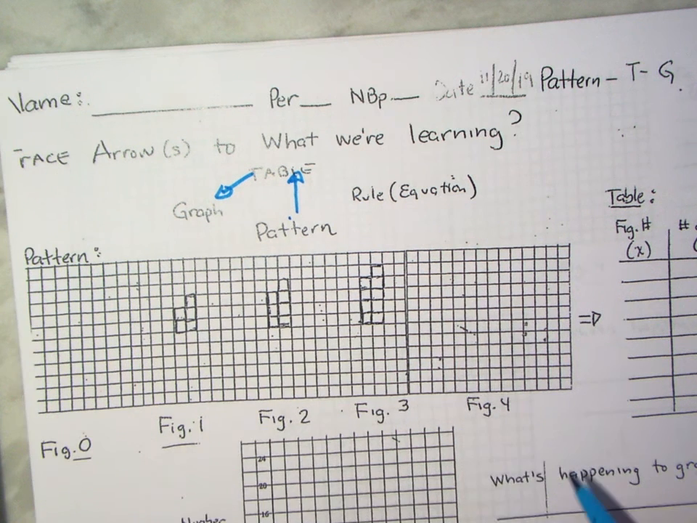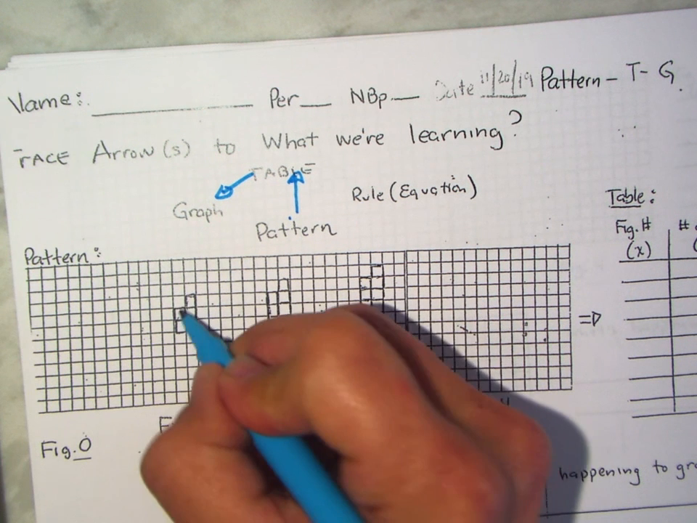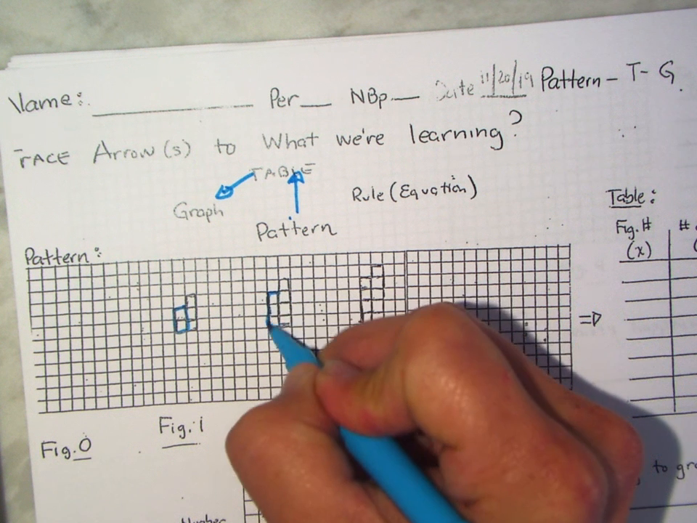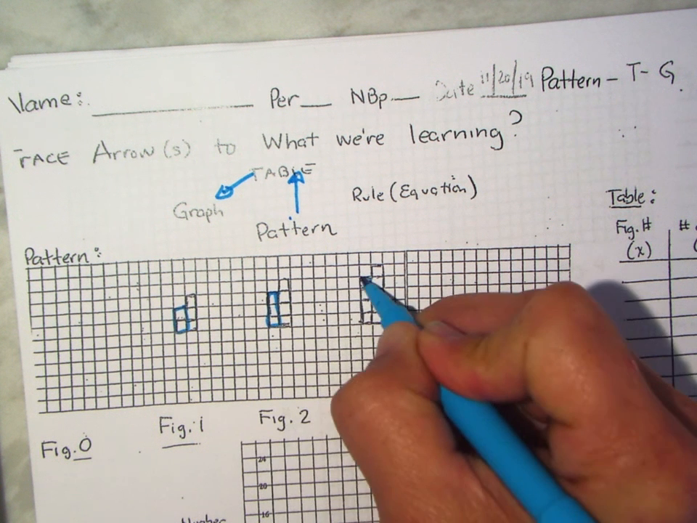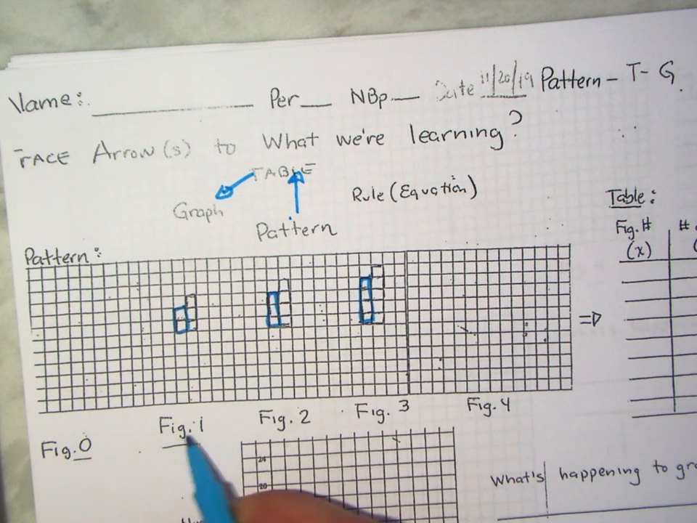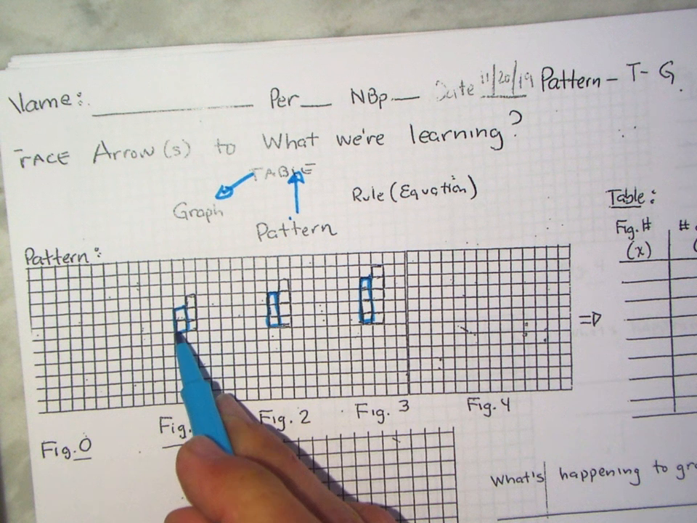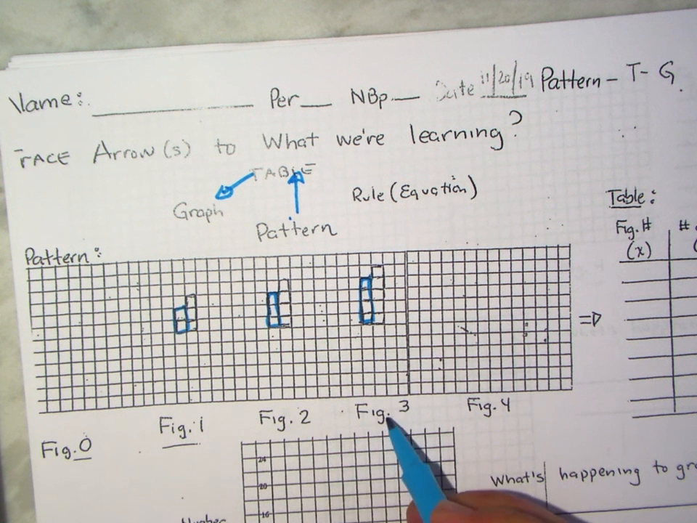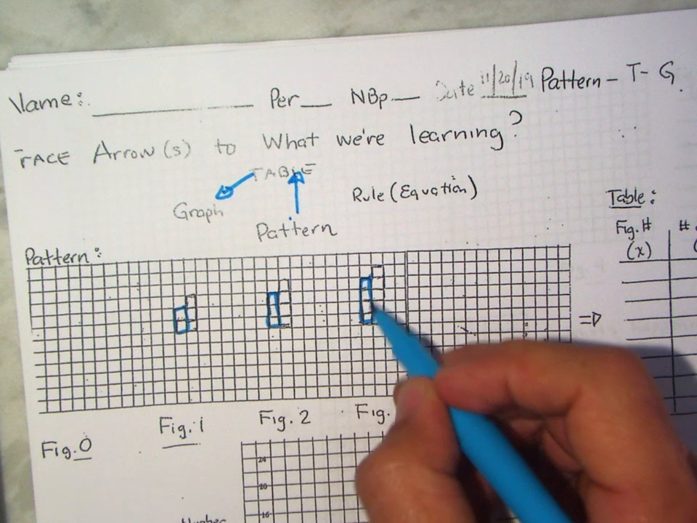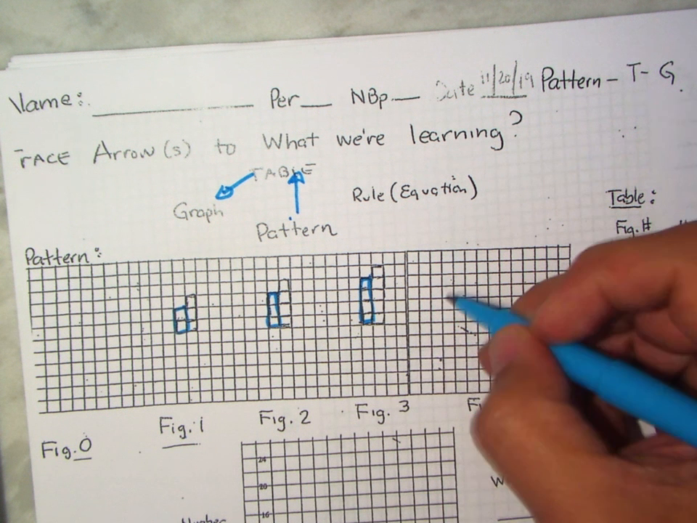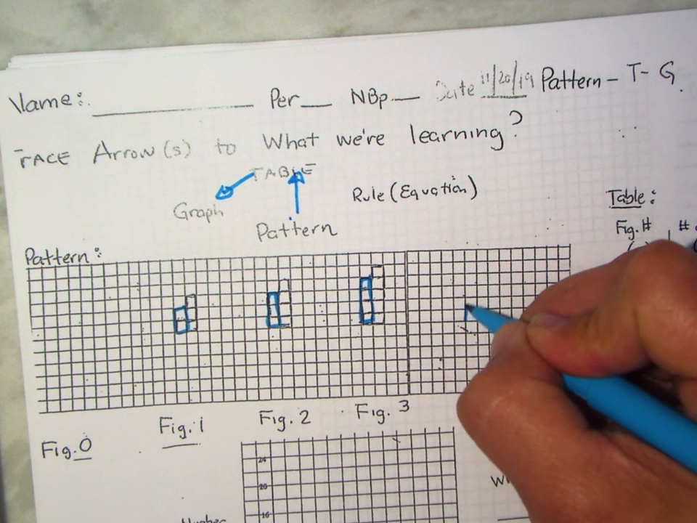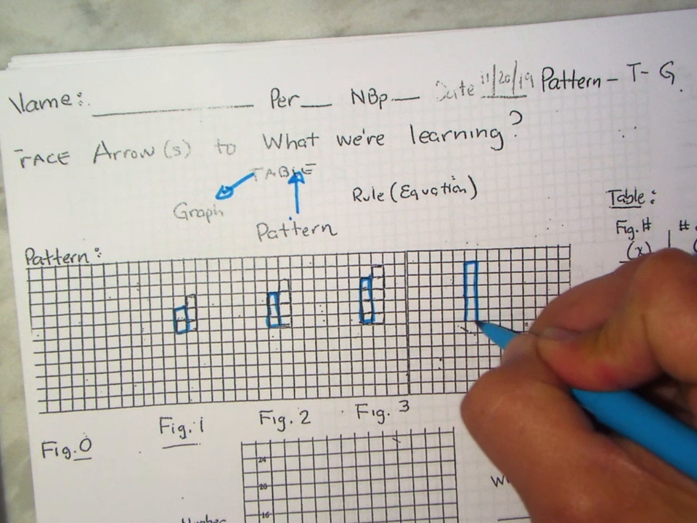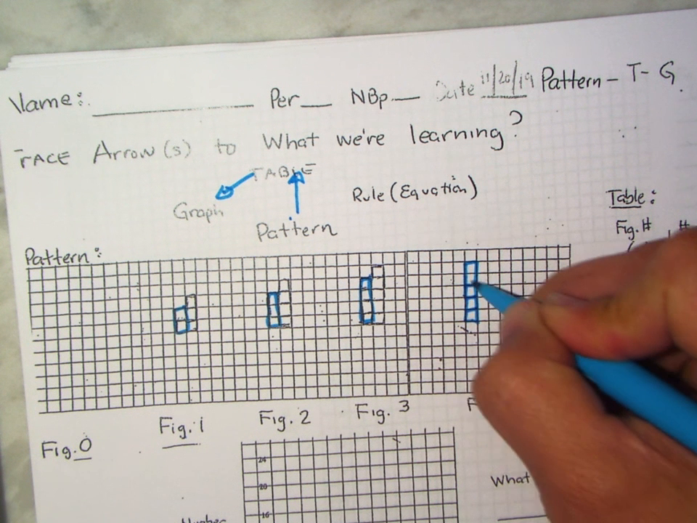So if you notice what's happening here, there are 2, correct? Here there are 3, here there are 4. For figure 1, there's only 2 little boxes. For figure 2, there's 3 little boxes. For figure 3, there's 4 little boxes. For figure 4, there's going to be 5. 1, 2, 3, 4, 5. It's going to be 5 boxes.